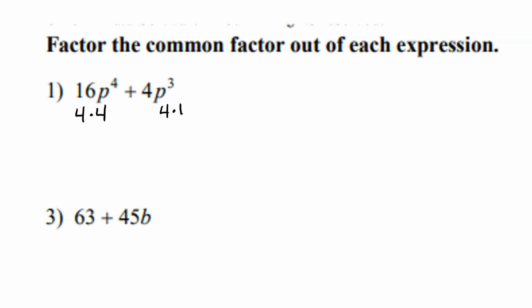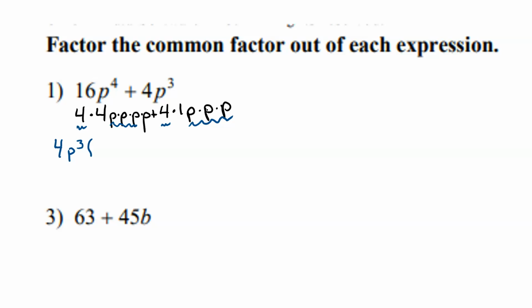Now let's talk about these p's. P to the fourth means p times p times p times p, right? P to the third means p times p times p. So our common factor here, well, we've got 4's in both spots, so we can take out a 4. And then you'll notice that we have 3 p's. We've got that as our amount of p's in both sections. So 3 p's would be p cubed.